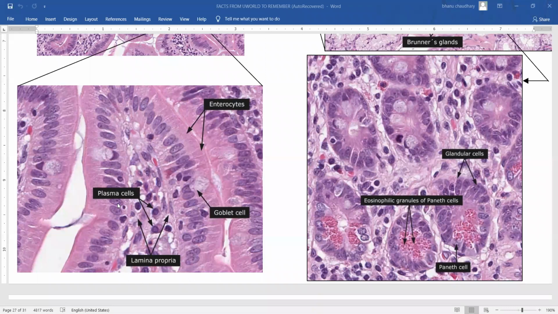Anyone? Transcytosis, I think, right? Yes.